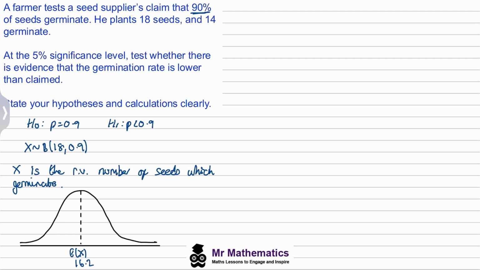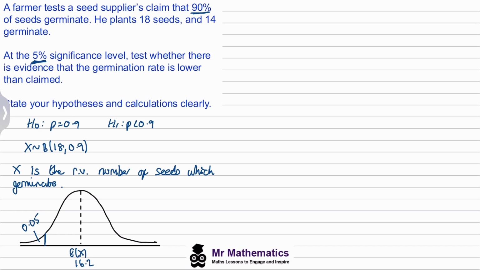Now, which tail do you think we're looking at? Do you think we're looking to the left or to the right? Well, because p is less than 0.9, we're looking to the left. And you can see this works because the 14 is less than the expected value. So we're looking at this region here as our critical region, and this has a probability of 0.05, which is the significance level.